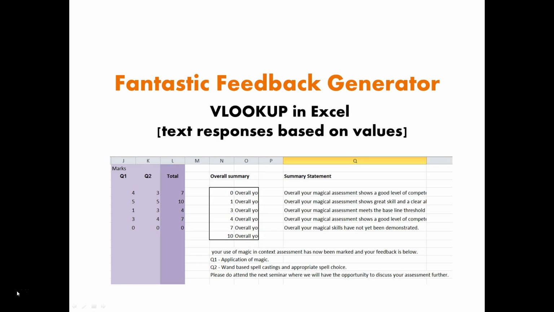In this video, we're going to look at the use of the VLOOKUP command in Excel and how you can use that to pull in responses based on a number or an item in a given part of your spreadsheet. The command itself is very useful. You can use it in a number of different ways, but in this video, we're going to use it to give a set text response based on a final mark from my fantastic feedback generator.